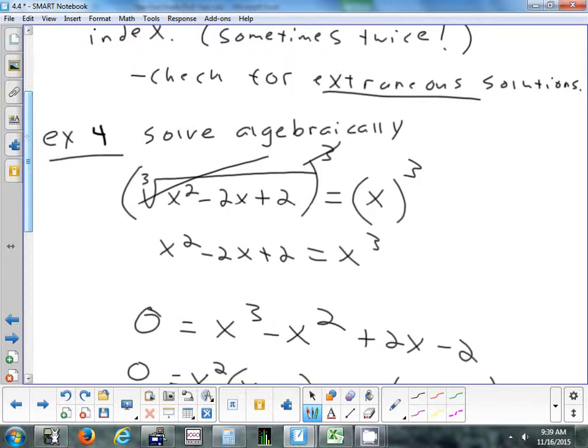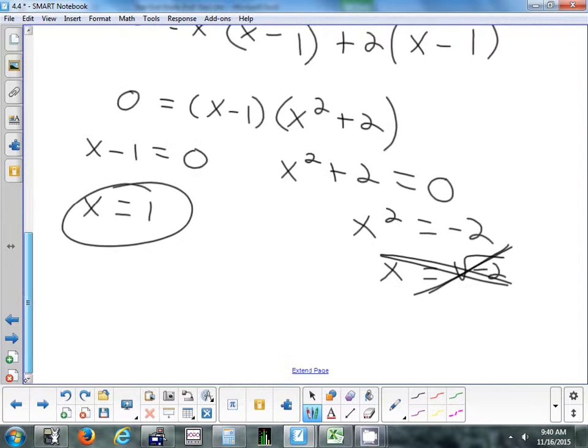Let's just check, make sure it works. Nick, what's 1 squared? 1 minus 2 times 1, minus 2, and then plus 2. What's 1 minus 2? Negative 1. Negative 1 plus 2, 1. And the cube root of 1? 1. So you get 1 on the left. If I plug in 1, 1 to the third power, is that also 1? I get 1 on the right. 1 equals 1. That works. Any question on that one?